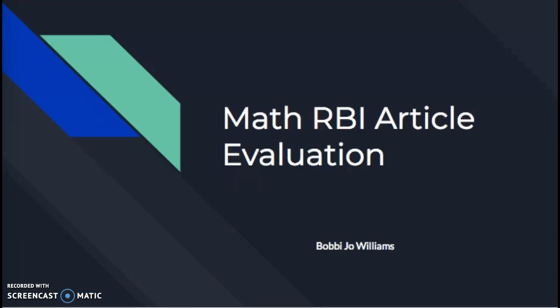Hi, this is Bobby Jo Williams, and this is my abstract assignment for an empirical peer-reviewed research article. This is my math RBI article evaluation.